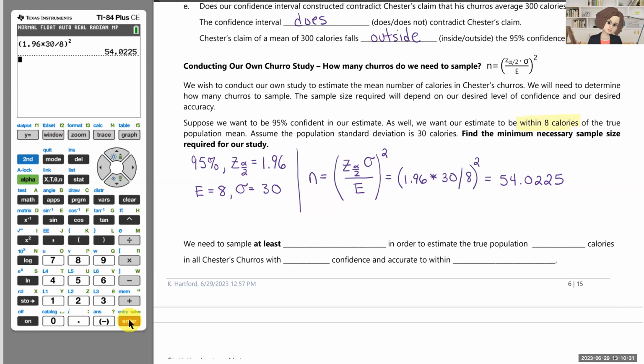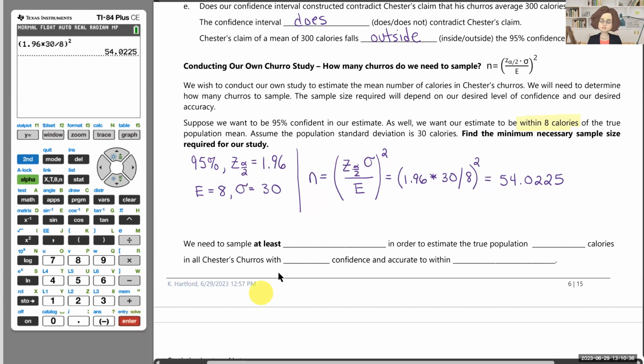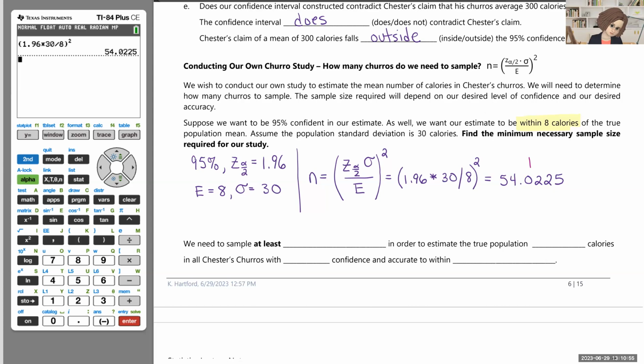All right, but this is sample size. So this is how many churros I need to sample. If I was going to the store and buying churros, you can't buy 54.0225 churros. That doesn't make sense. You're not going to buy a piece of a churro. So this needs to be a whole number. And the way the formula works is this value is the minimum. So at the very least, this is the minimum sample size. You can't go lower than that.